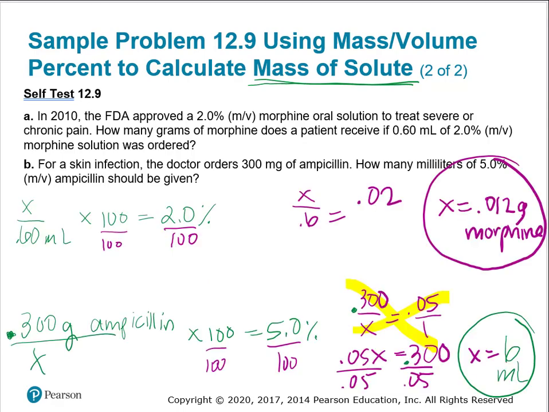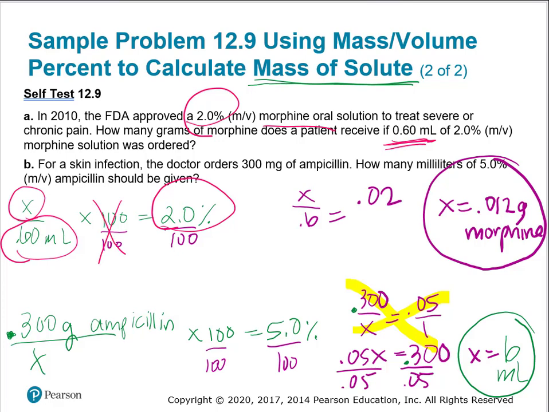Letter A, we're told that we have a 2% morphine oral solution, so that's my 2%. And we were told that we had 0.60 milliliters, but we need to find out how many grams of morphine. So that's my x. X over 0.60 times 100 is equal to 2%. So I divided both sides by 100 to give me x over 0.60 is equal to 0.02 over 1. I did my cross multiplying, so x is equal to 0.6 times 0.02, and that gave me 0.012 grams of morphine.